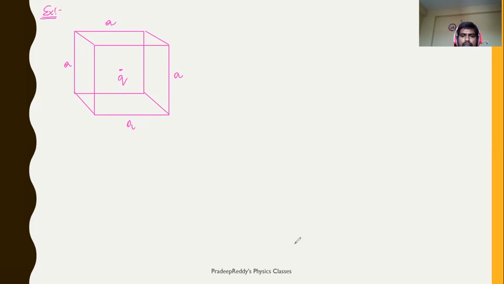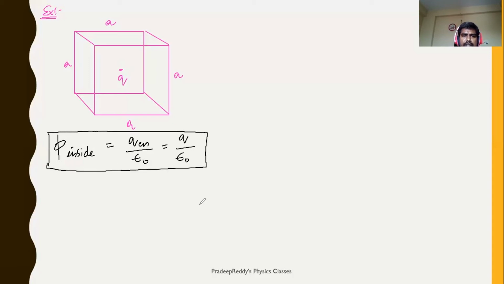So therefore, I can find out electrical flux inside the cube. Flux is equal to Q enclosed divided by epsilon naught. What is charge enclosed here? It is Q divided by epsilon naught. This is total flux passing through this cube, not inside exactly. You can simply write it as flux through this cube. Total flux. You can check it up.